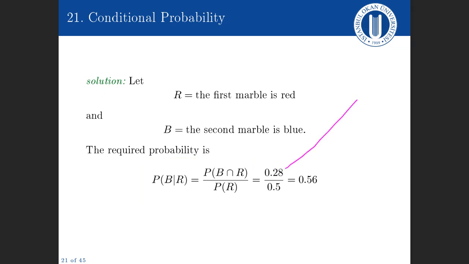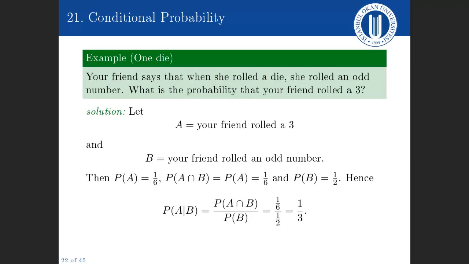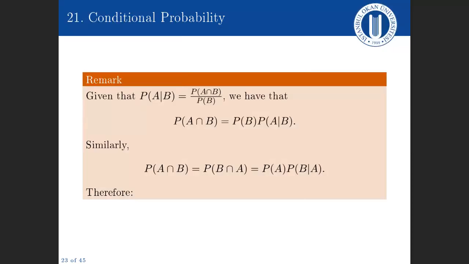The question tells us that getting red then blue, the probability is 0.28. And the question tells us that the probability that the first ball is red is 0.5. So all we need to do is 0.28 divided by 0.5. That's the same as doing 0.28 multiplied by 2, 0.56. Now, let's move on.